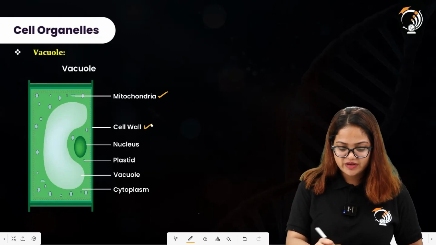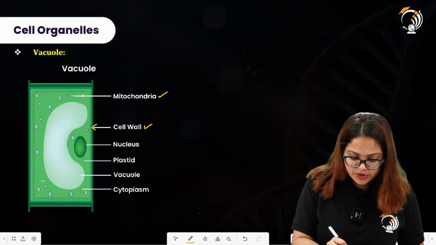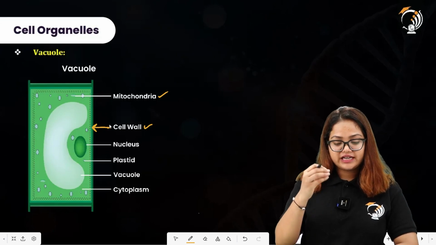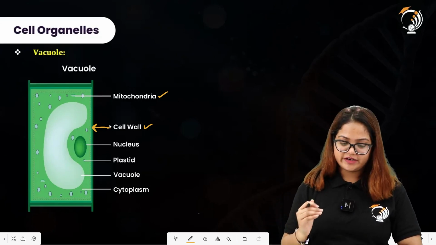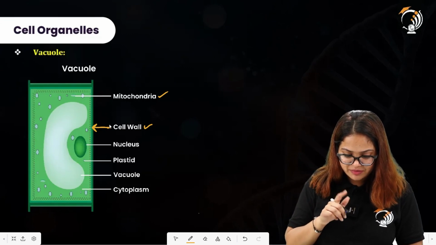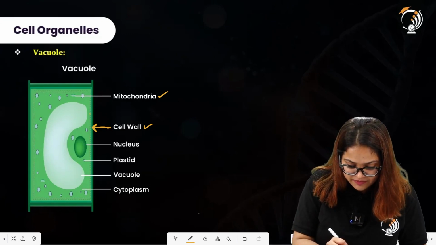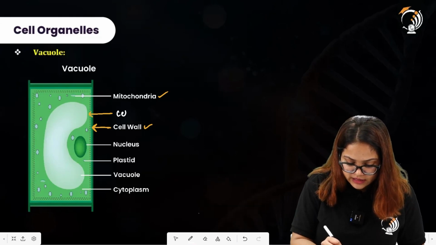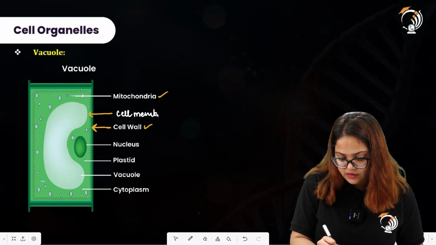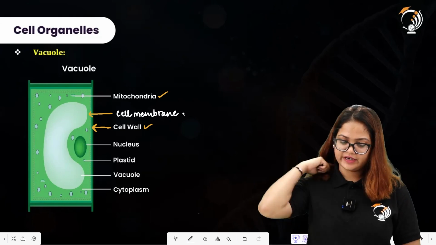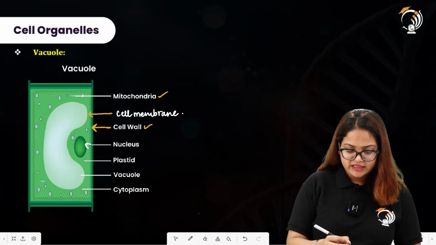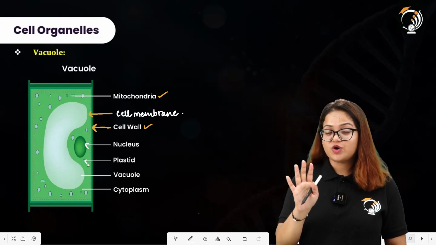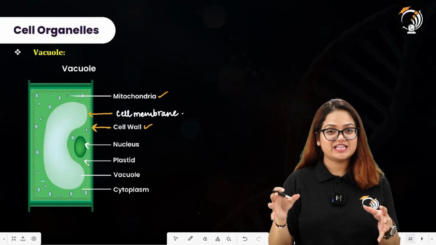Then we have the cell wall. We have just understood that this is the outer covering, the outermost layer. Inner to this is the cell membrane, and it is not represented here, so let me mention that this is the cell membrane. We have the nucleus as well. Then there are plastids. Plastids are cell organelles that we will talk about again, comparing plant cells as well as animal cells.